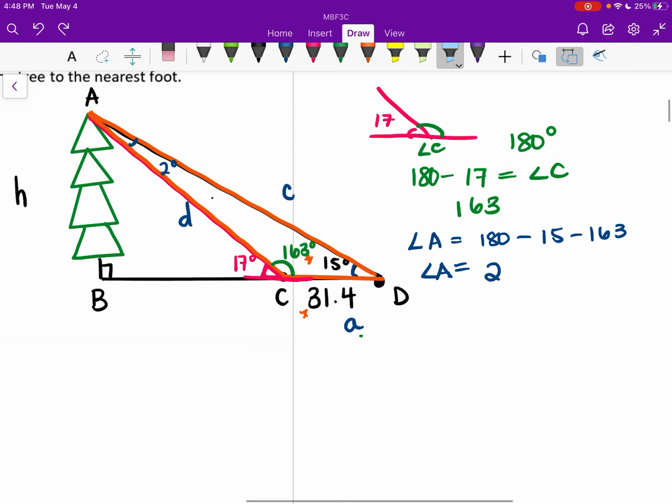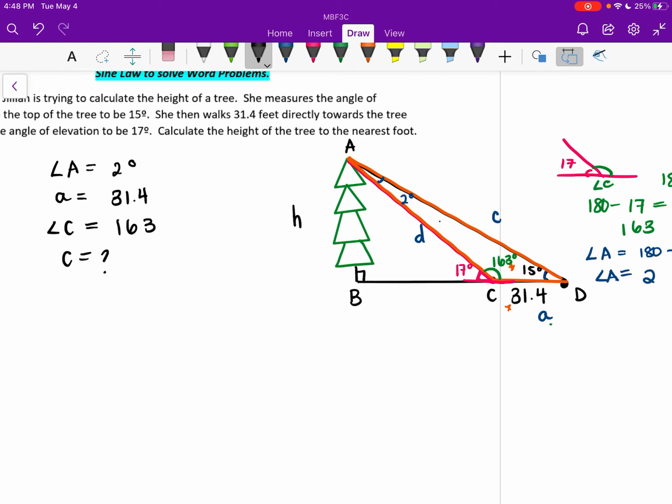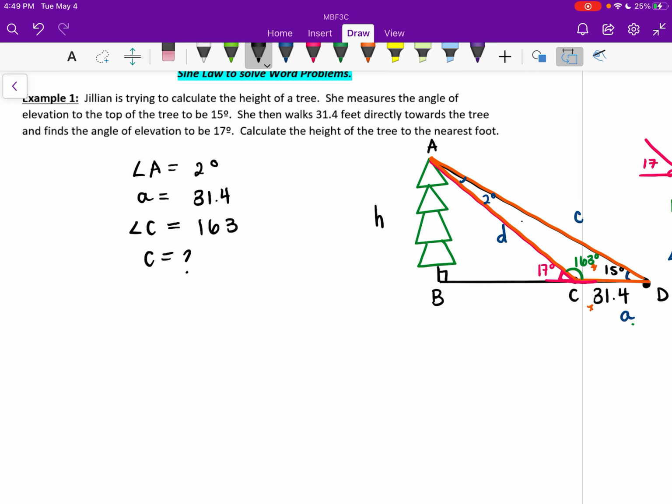So I know that I have angle A, which is 2 degrees. I have side A, which is 31.4 feet. I know what angle C is. Angle C is 163. And I know that side C, I don't know what it is. So I have two angles and a side. In this situation, I can use sine law because I have an angle and a side that are from the same letter. So I have angle A and I have side A.